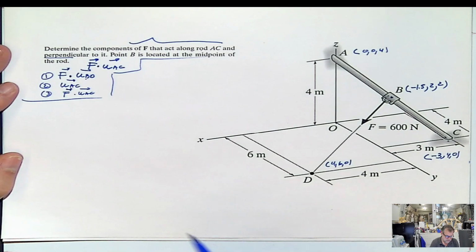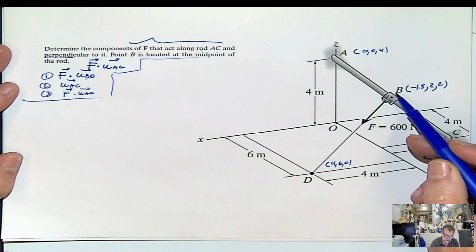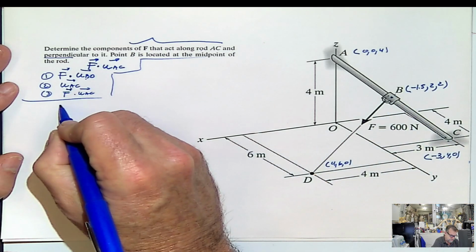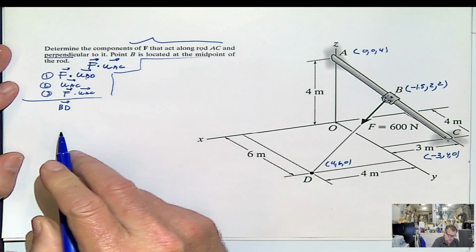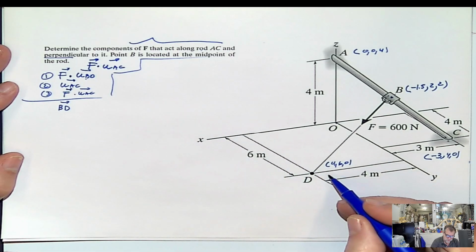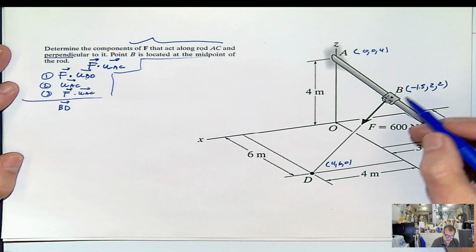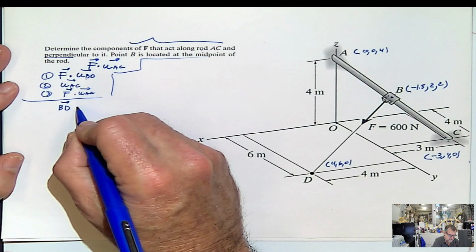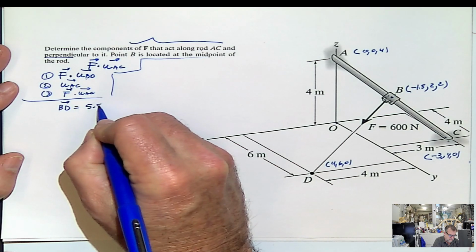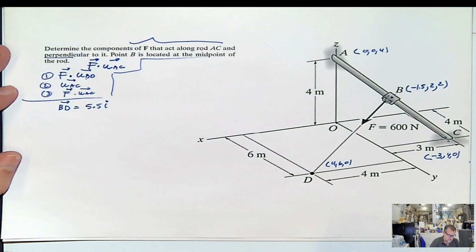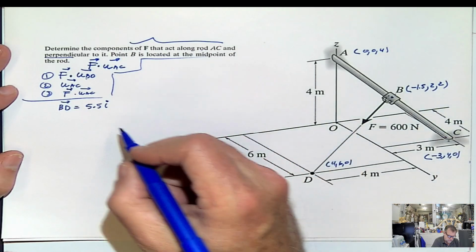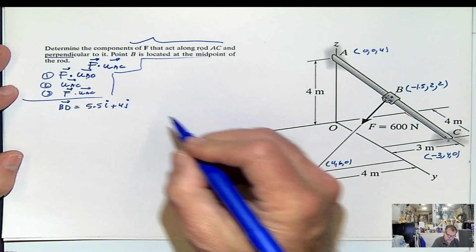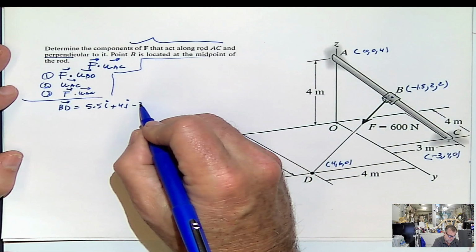Okay, let's start expressing the force in Cartesian. I need the position vector BD. How do you get position vector BD? Coordinates of D minus coordinates of B. 4 minus 1.5, that means 5.5i. 6 minus 2, 4j. 0 minus 2, minus 2k.